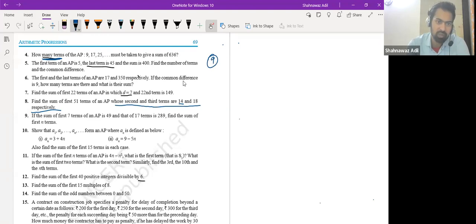If the sum of the first 7 terms of an AP is 49, and that of the first 17 terms is 289, find the sum of the first n terms. So what are the things that are given?